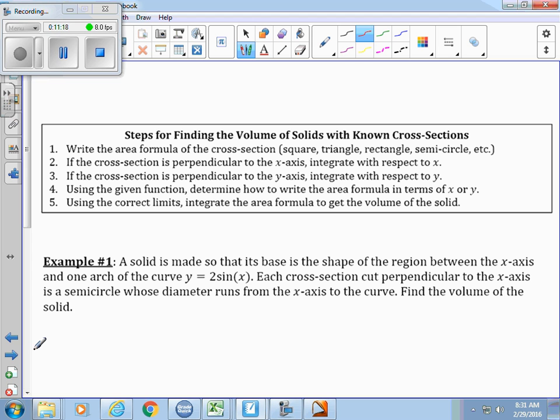Okay, so today we're going to find volumes of solids with known cross-sections. If you will, write this down, and I'm going to get some models out to show you what we're looking at.